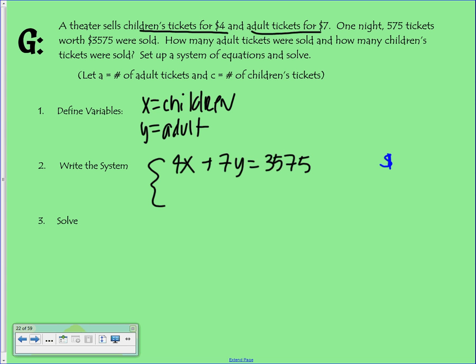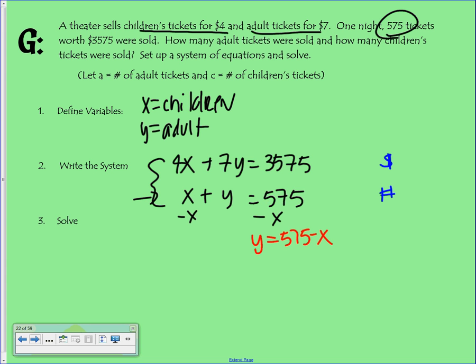I need a second equation because this is a system, and the second one will deal with the number of tickets. They said that was 575 total tickets, just a combination of the two types that we sold. So there won't be any coefficients there. It'll just be x plus y, because those are the numbers we sold. Now we need to solve this, but I don't have an x equals or a y equals. So what I could do is rewrite this second equation for y by subtracting x. So this one is the same as y equals 575 minus x.